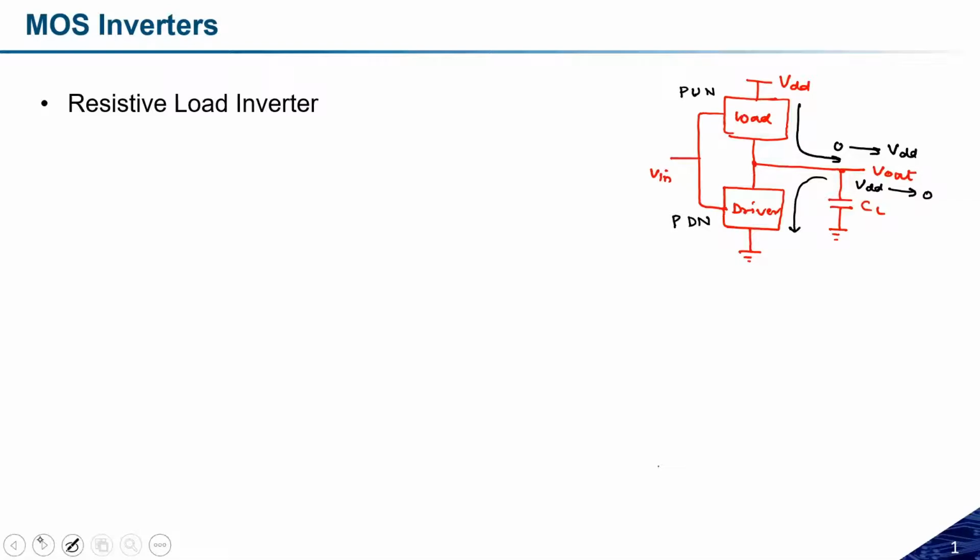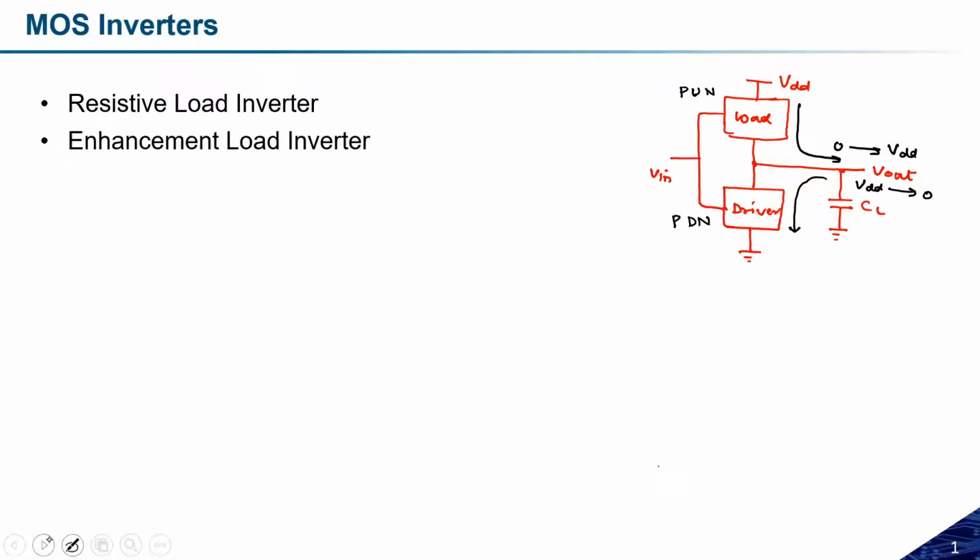What it means is that whatever the load we have, we will not put any transistor in place of the load. Instead, we will put some resistance. If I have connected a resistor and the pull-down is based on the MOSFET, then this kind of inverter we call the resistive load inverter. How it looks and how it behaves, we will discuss later on. The simple thing is, if I replace the load by a simple resistance and the driver is a MOSFET, then we call it the resistive load inverter.